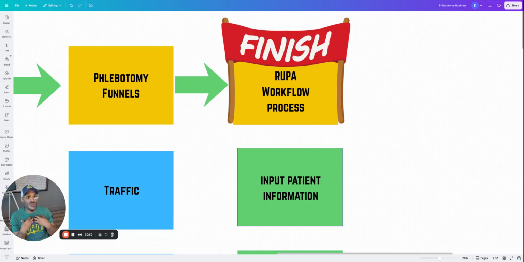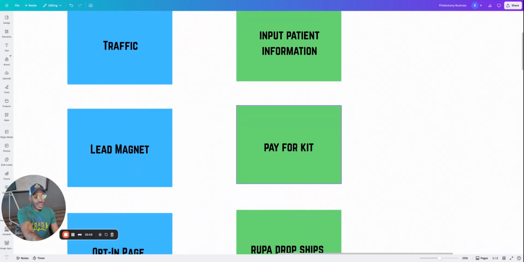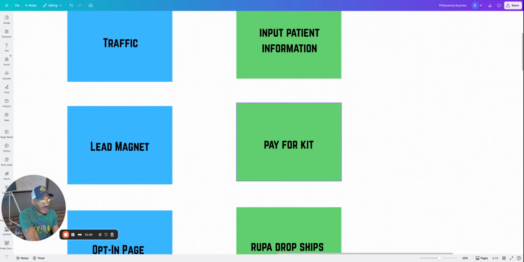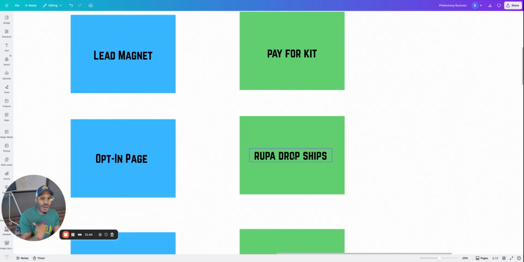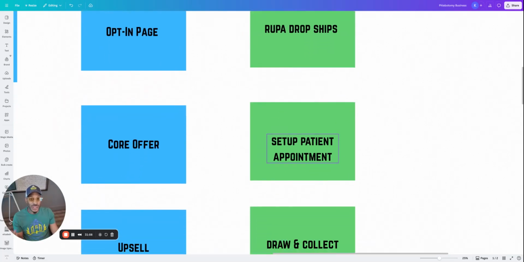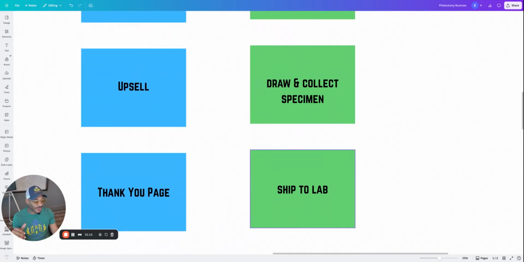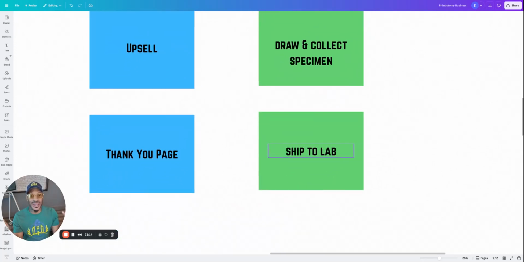So we need to take their information that they gave us on our funnel and plug it into Rupa, so that Rupa can then drop ship that specific kit to the patient, okay? So we input the patient's information, we pay for it, and Rupa drop ships it to their house. We set up a patient appointment so that we can collect that patient sample, draw the sample and specimen, and then we ship it to the laboratory. That's it. That's the business model, guys.